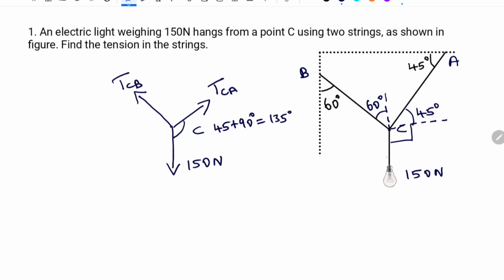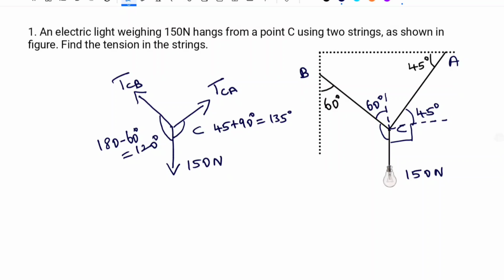Now, we know that the inclination of a straight line is 180 degree. Here we have 60 degree, so the remaining inclination is 180 minus 60, which is equal to 120 degree. So this is the angle between TCB and 150 Newton.